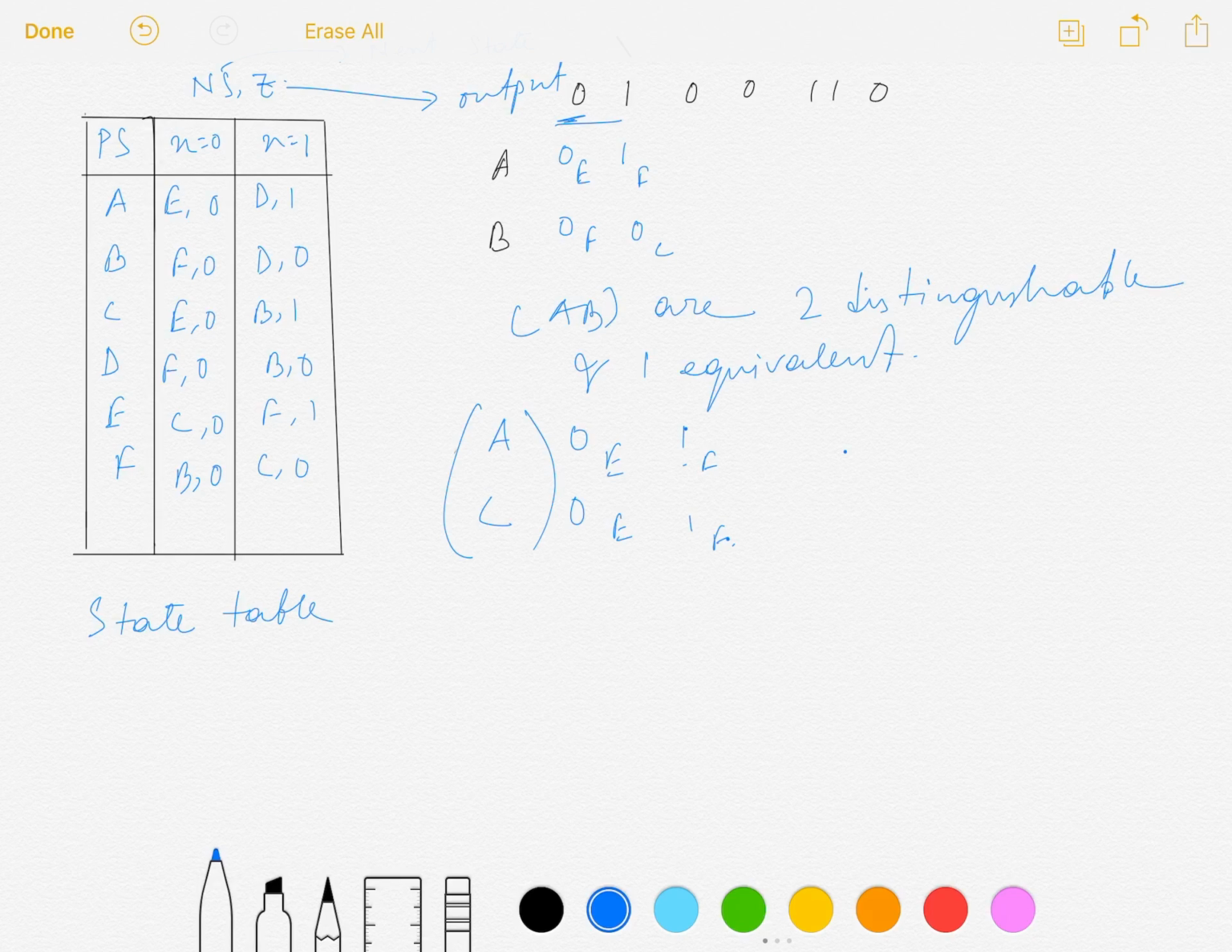So, I can consider this pair of states as an equivalent pair of states, and they will always behave the same under any condition. Instead of taking A and C separately, I can take a single state, because they will always behave the same under any set of inputs. This is how we reduce the number of states in the method of closed partitioning, that we will do.